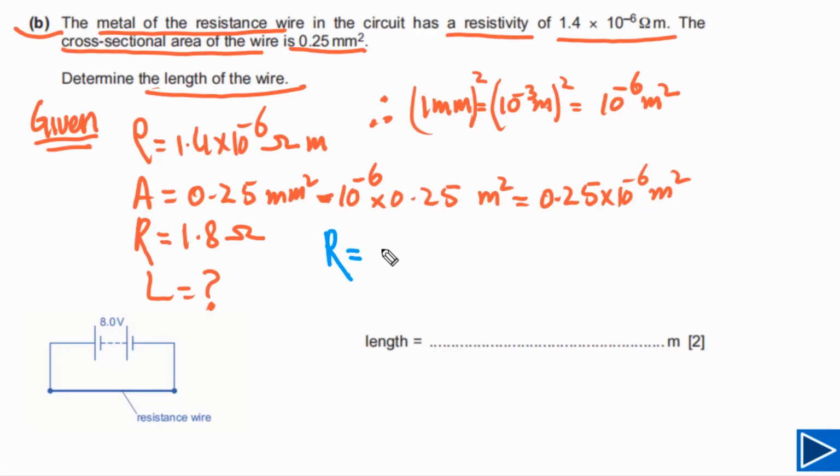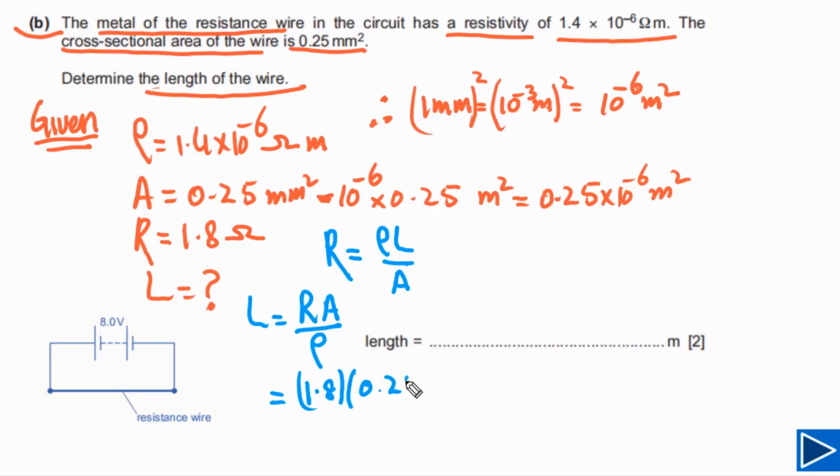We need to understand resistance is equal to rho L by A. From here we can simply say L will be equal to R times A divided by resistivity. So we need to plug in values. This is the resistance of the wire, and the cross-sectional area of the wire is 0.25 times 10 to negative 6, and we need to divide by resistivity. And resistivity is 1.4 times 10 to negative 6.